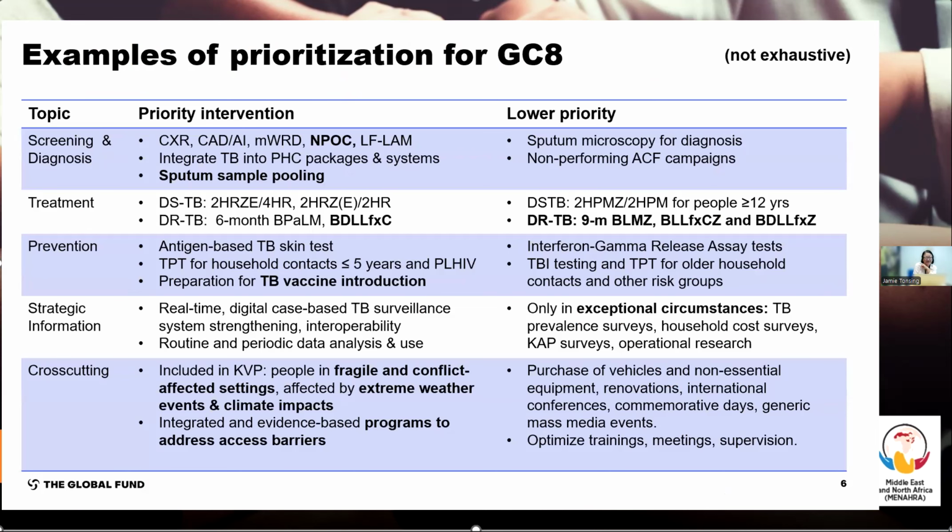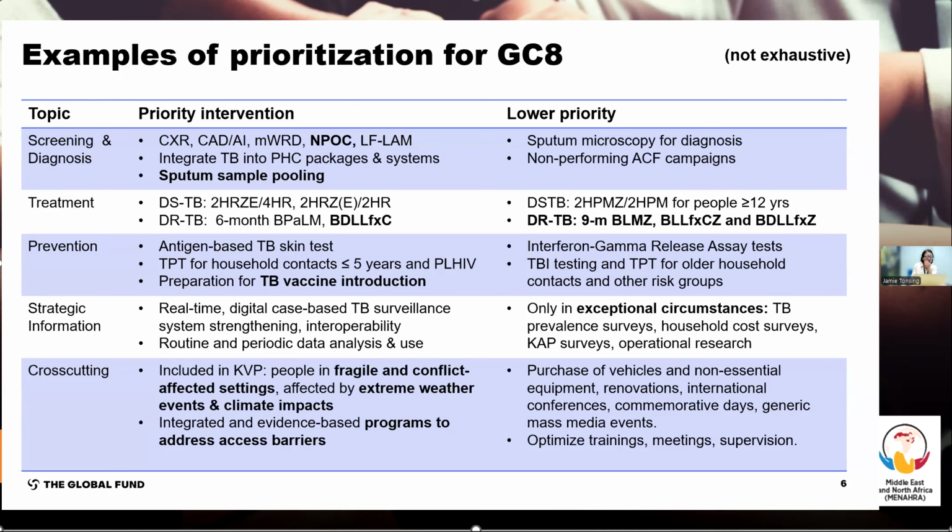Here is an example from the 17th slide, prioritization guidance on what we're calling priority interventions and what we're calling lower priority. So I spoke about prioritization as a big shift for GC8. It is for the first time that in our guidance, we are spelling out what is priority and what is of lower priority. We're saying lower purposely because everything is country context dependent. But in general, this is what we want countries to consider in the country dialogue when you're developing funding requests. So some examples on screening and diagnosis.